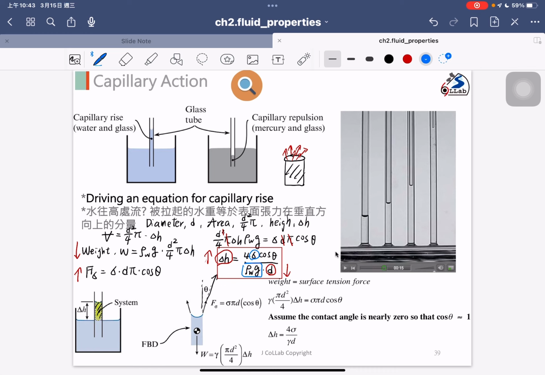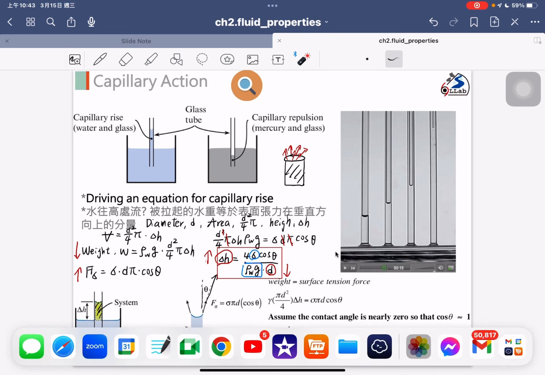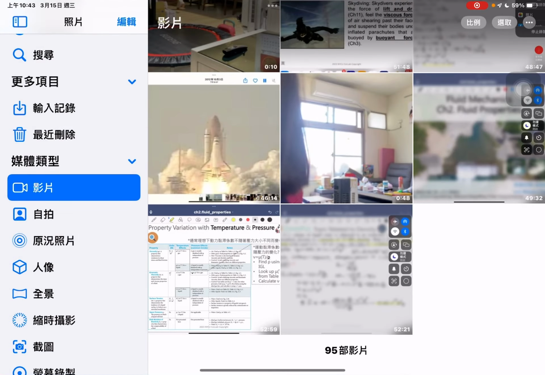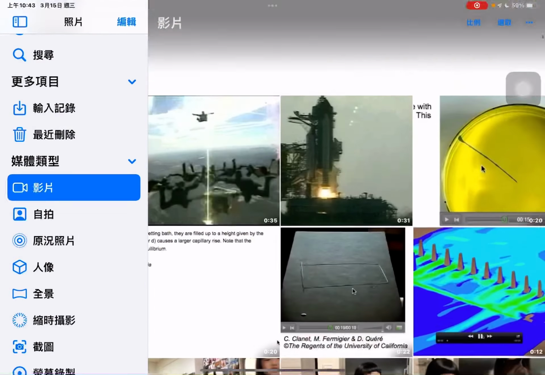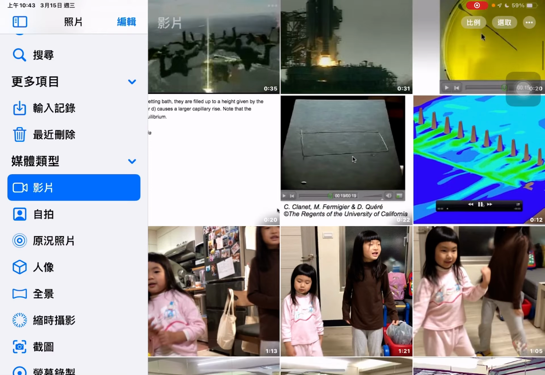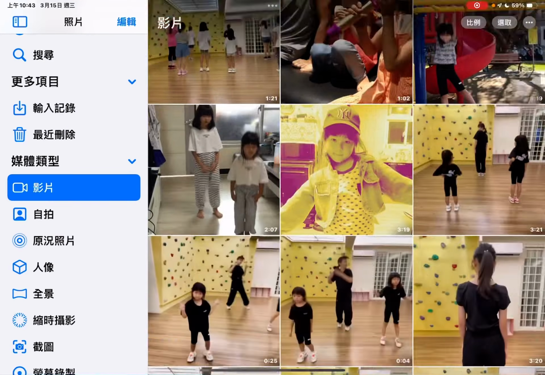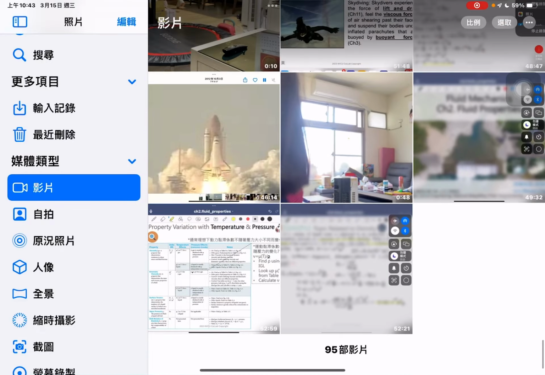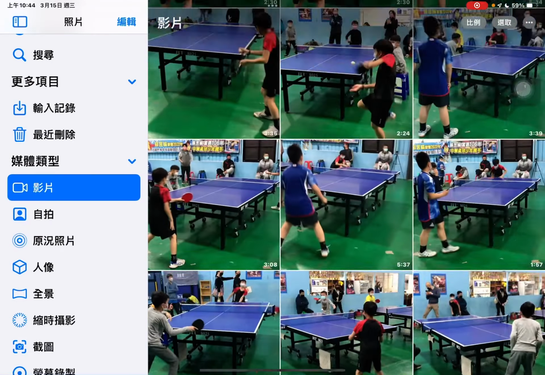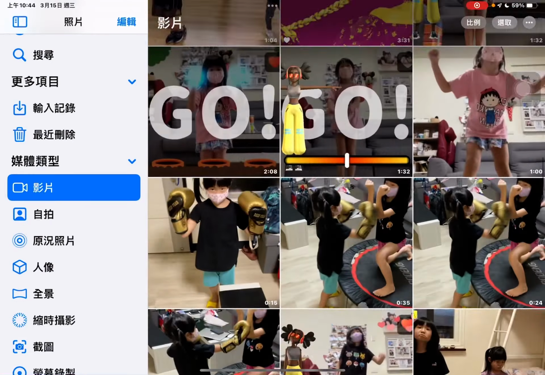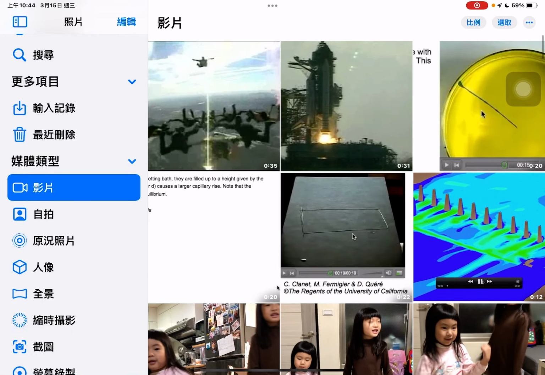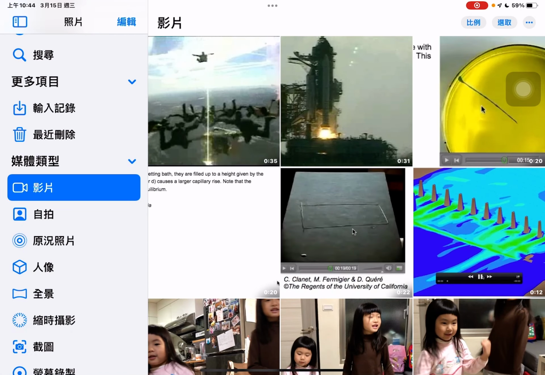Okay. So on the right hand side, I put one figure in here, and we can see the video to understand what rising height we will have. Most are my kids' videos, and I cannot find the capillary rising height video. Okay, it's fine. I can have, maybe this one.